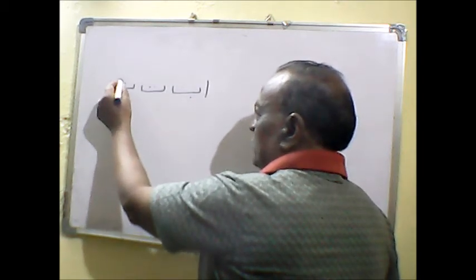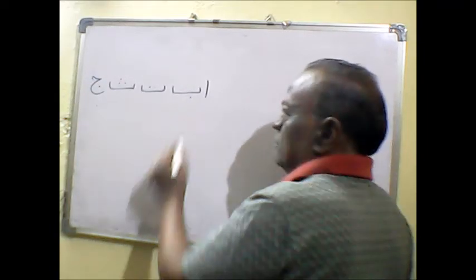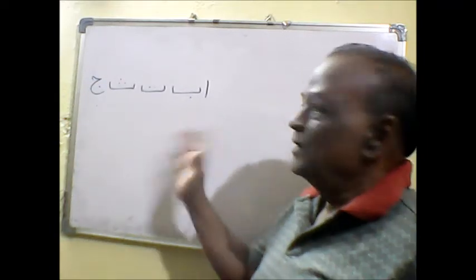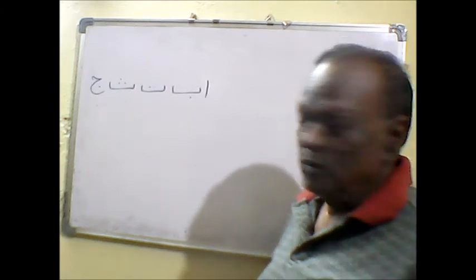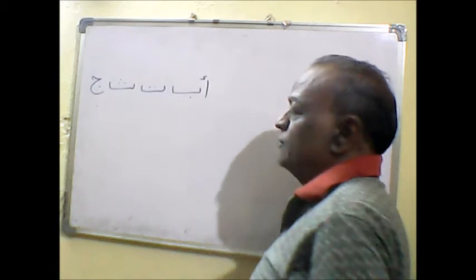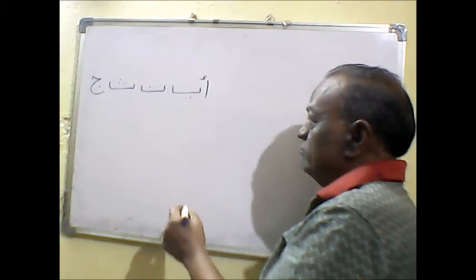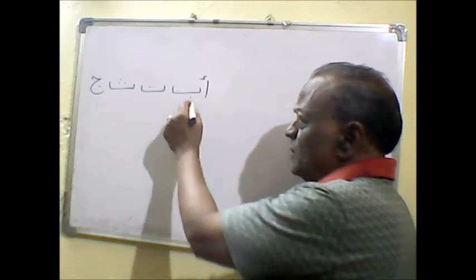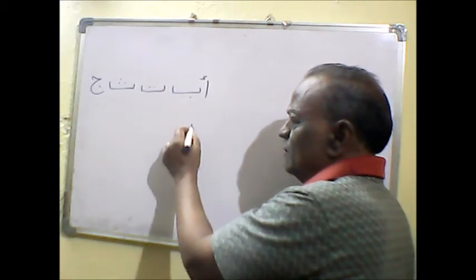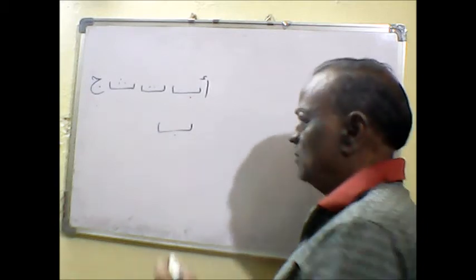Take the first letter from the beginning of the Arabic alphabet. It's called Alif. I'll take the second one here. What are the short vowels? We'll learn what are short vowels.